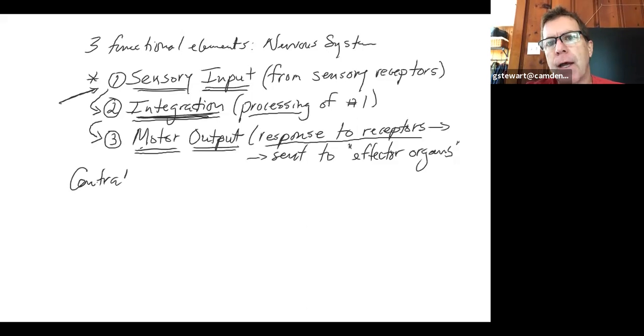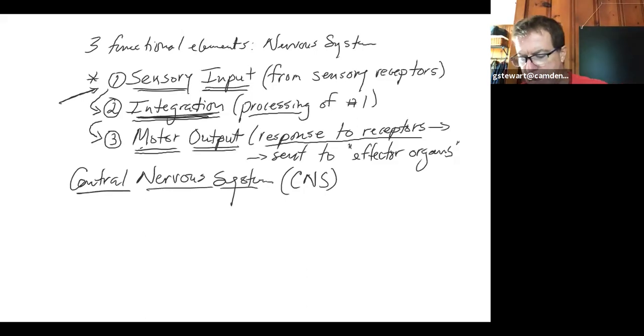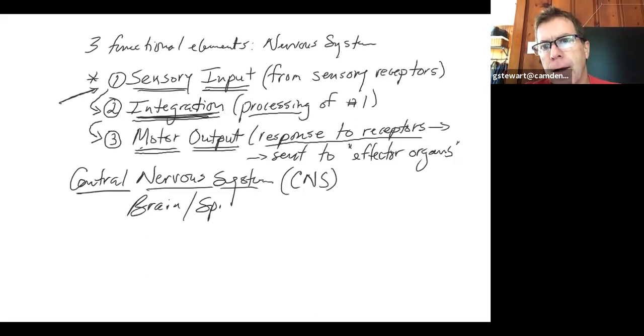I've said this already. I'm just going to write central nervous system, or CNS. When we use this term CNS, you know now that this is just going to refer to the brain and spinal cord. This is the processing plant of all incoming information. It's also what sends out a response via the motor output.